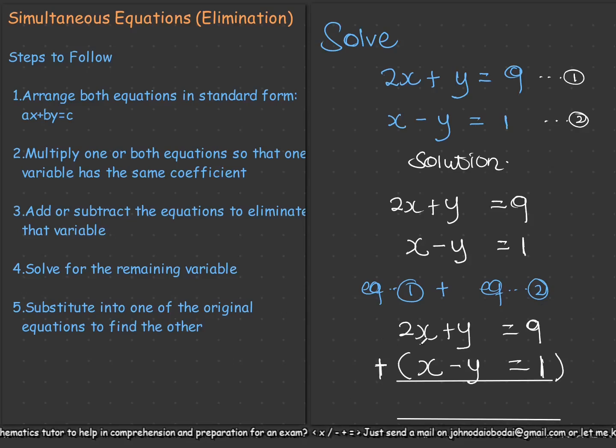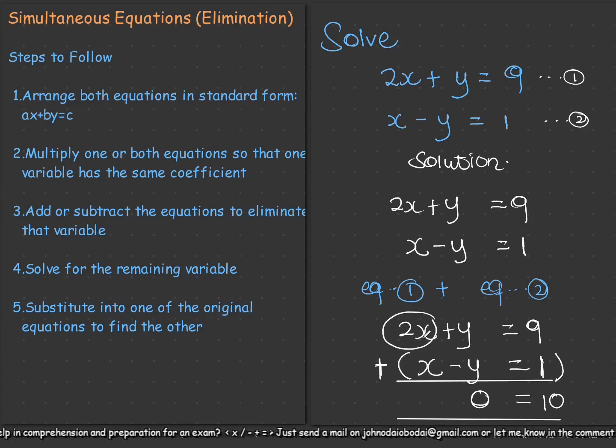Now take note of how we do our addition. So we have 9 plus 1. 9 plus 1 gives us our 10. So we write it beneath that column. Our equal sign comes here. Then we have positive y plus negative y. That gives us 0. So the y has been eliminated, you see, and hence the name elimination method.